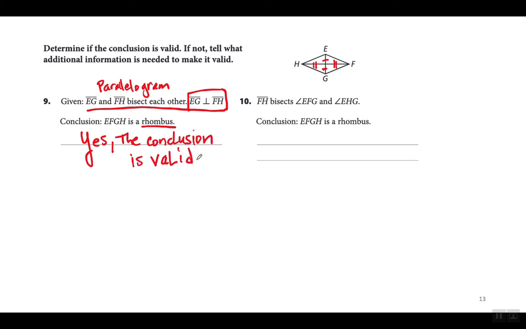So let me just say it one more time. In chapter 9.2, we learned that if you have a quadrilateral and the diagonals bisect each other, then that means that the quadrilateral is a parallelogram. Okay, and now in this chapter, we learned that if you have a parallelogram and the diagonals are perpendicular, then it has to be a rhombus. So that's why in this one, the answer is yes, the conclusion is valid. And then let me explain it in Spanish before I go on to number 10.